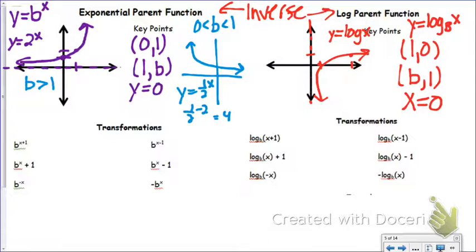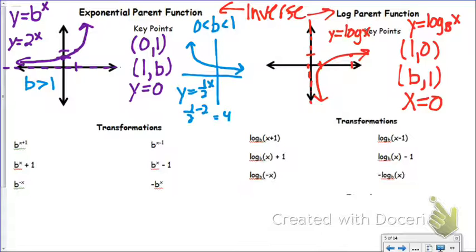Okay, so if you look at those two, they are inverses of each other. If you remember, one of the other components of an inverse is that they're reflections of each other over the line y equals x, which both these graphs are. So they have very similar key points, but the x's and y's are different. If you can't remember, you can always plug those values in.